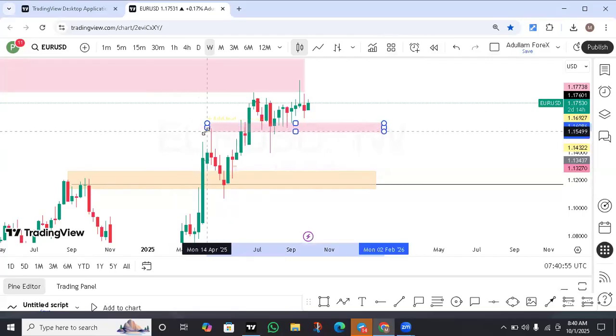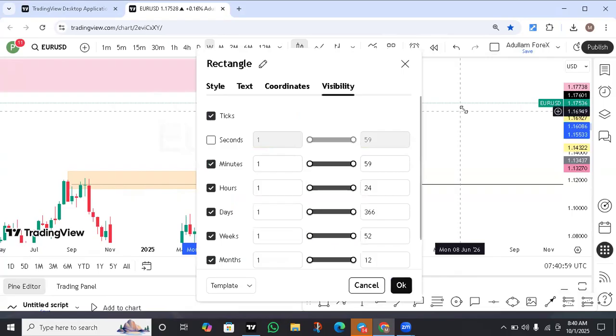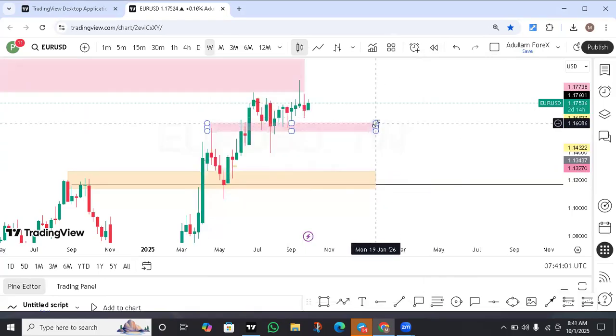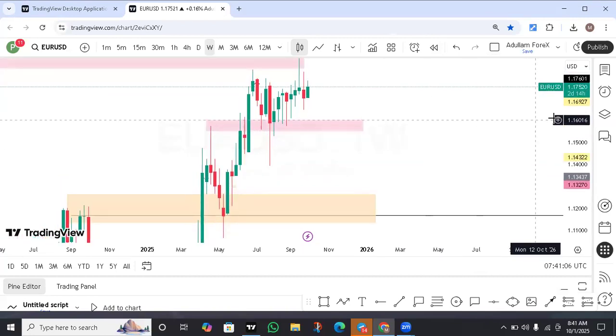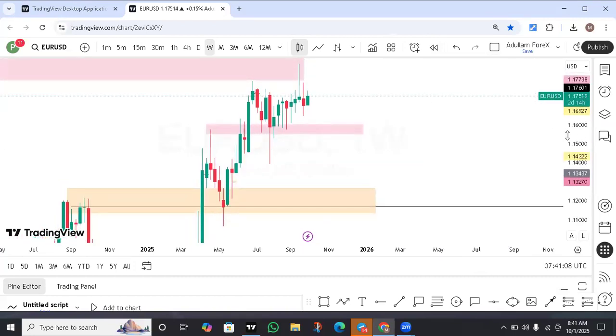Also, if we put our line right here, you see that this level is like a consolidation as well. So I believe the market is going to push to the downside anyway, but until we see that momentum to the downside.